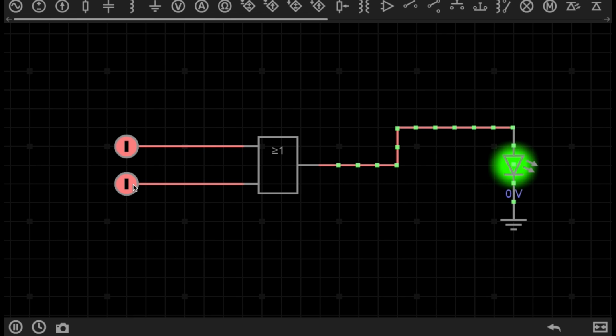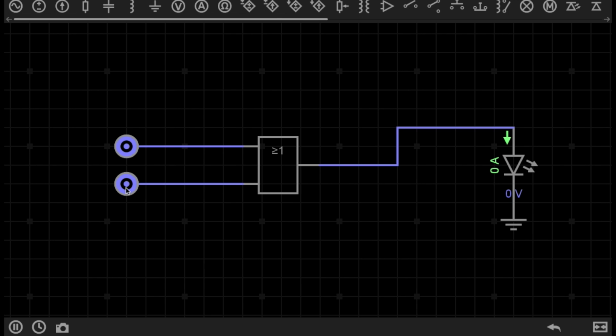It's an OR gate, so it doesn't matter if both of them are active. It's just if one of them is active, then we get a logic output. If we disable both of them, neither channel 1 or channel 2 is active, so we don't get an output.